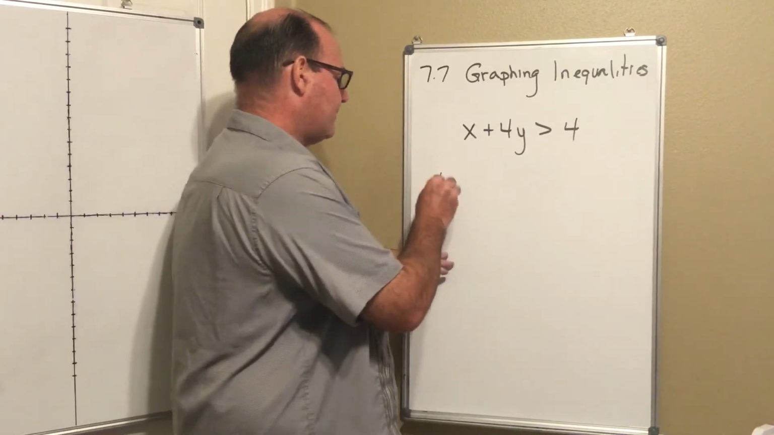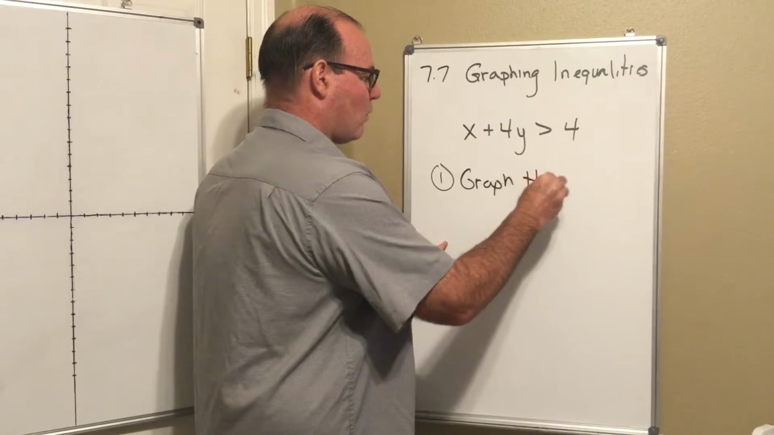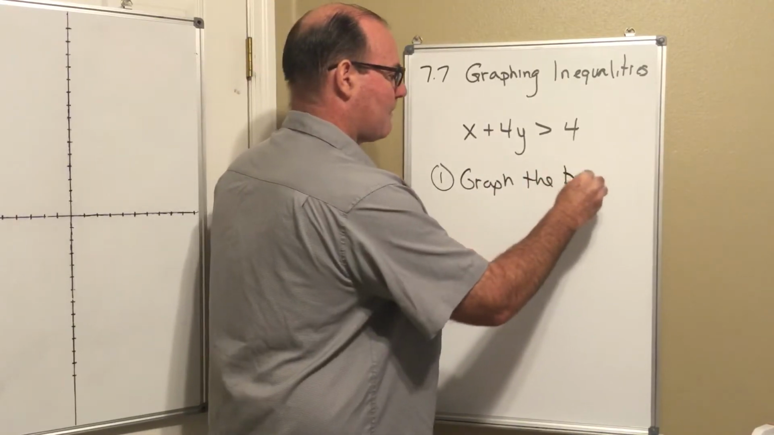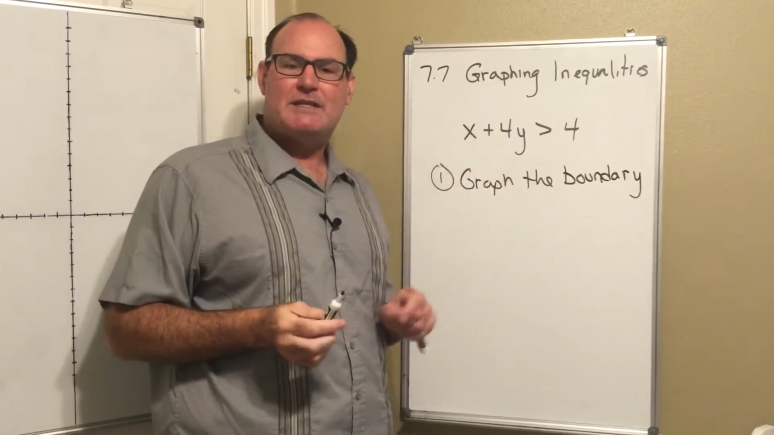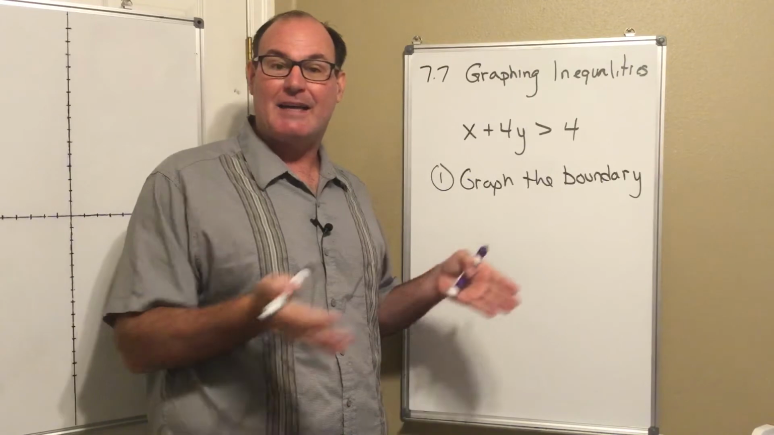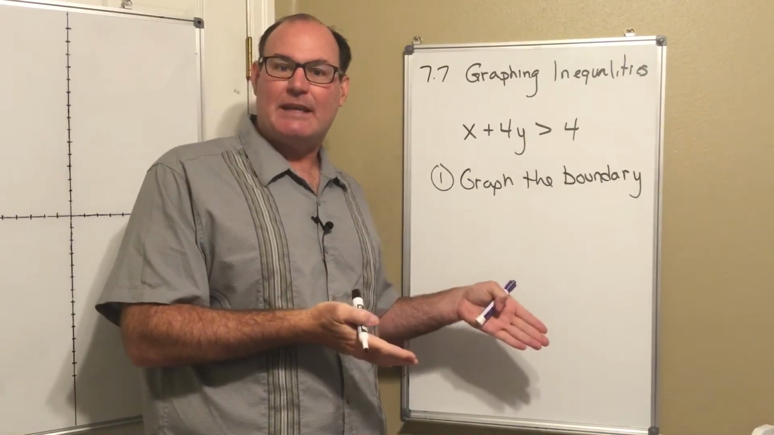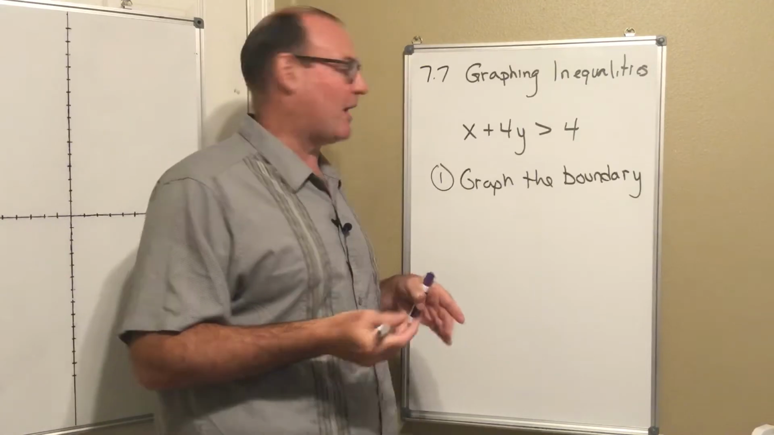So step 1. Step 1 is always to graph the equation. We're going to call that equation the boundary. Okay, so I've picked this one intentionally because this semester we have not done a lot of graphing of lines because that is covered quite extensively in intermediate algebra. So I just want to remind you of the key concepts of graphing lines.